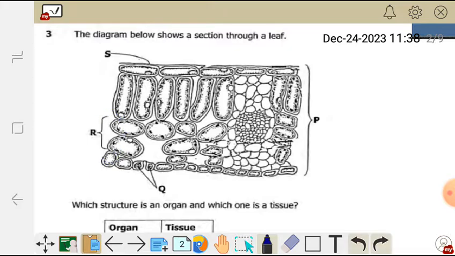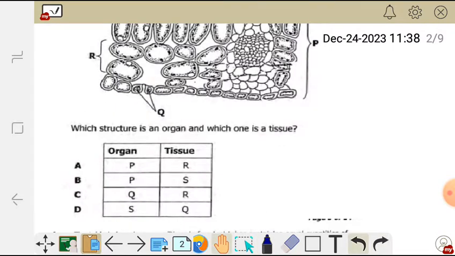R is a tissue. Why? Because we have this group of similar cells working together to perform a certain function. That is a tissue. And this other structure is simply two cells, so it cannot qualify to be a tissue. A tissue must be a number of similar cells performing the same function. So P is an organ and R is a tissue. The correct answer here: an organ is P and a tissue is R.